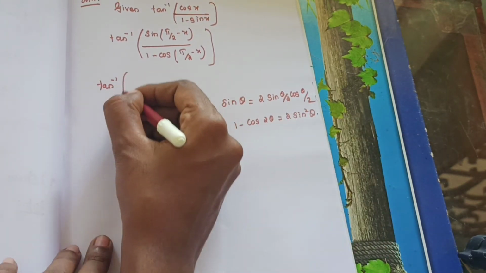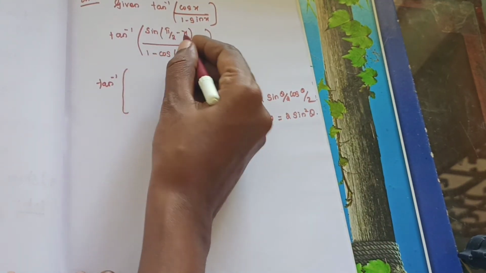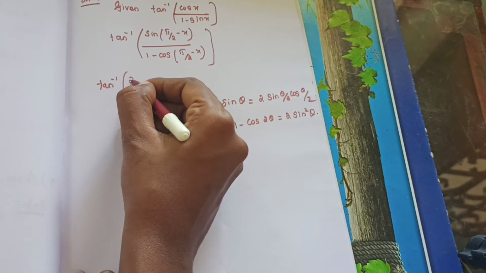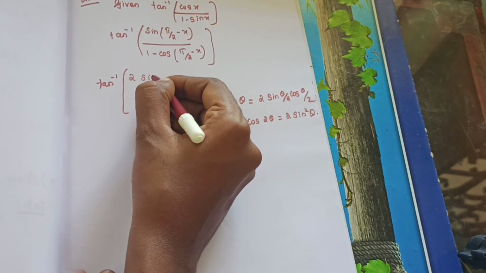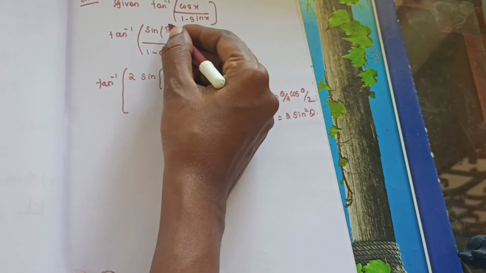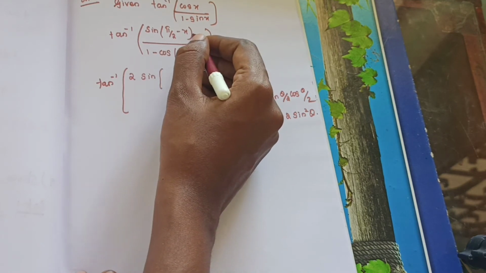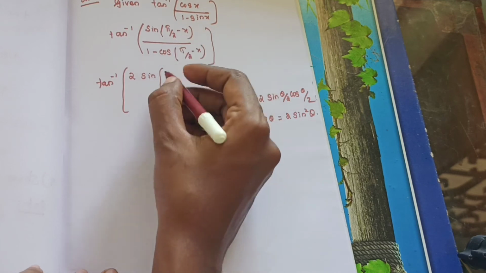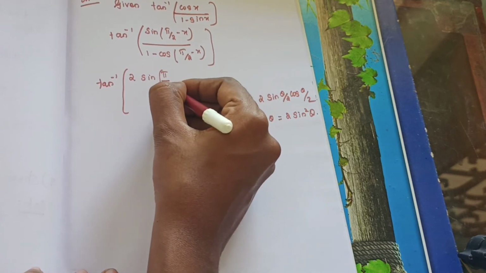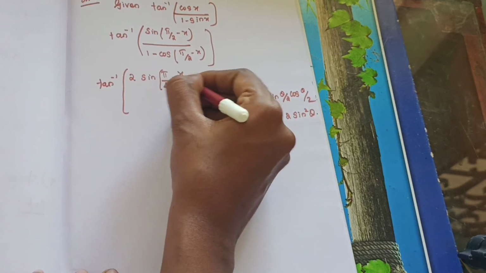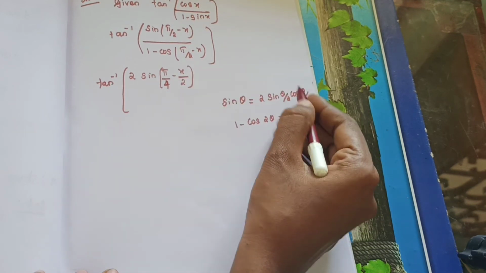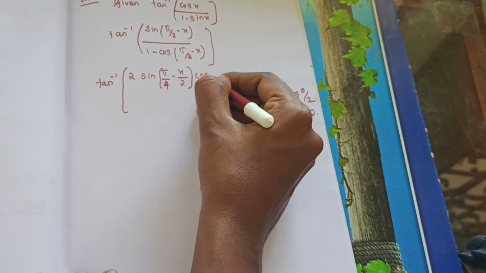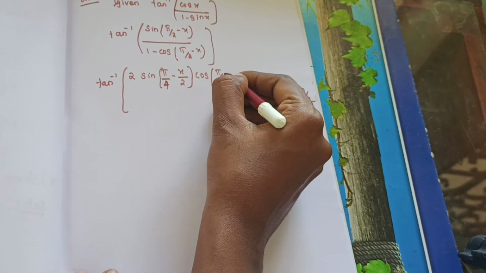So when you are applying, what will happen? 2 sin theta by 2, is it right? So theta by 2 means pi by 2 by 2, so pi by 4 you will get, correct? Pi by 4 minus, here also x by 2 you will get, same as that cos. So cos of pi by 4 minus x by 2.